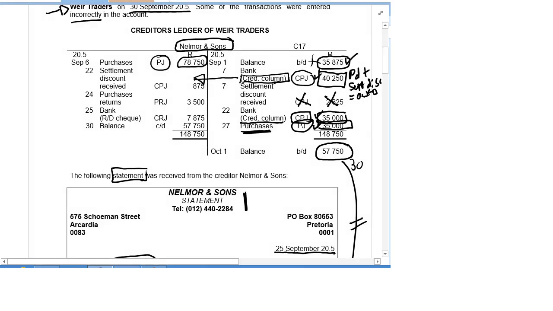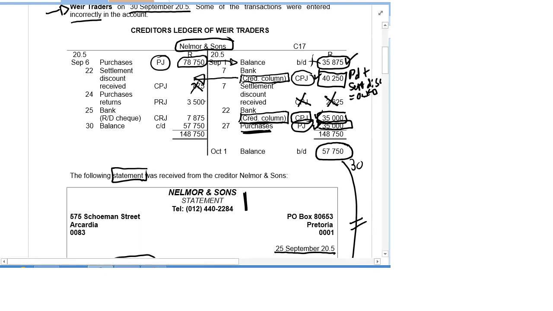So that 78,750 is on the wrong side. Settlement discount received, we talked about that just now. We said that all the payments that we made, the posting here from the cash payments journal is from the creditors column. That means the amount is what we paid plus the settlement discount that we received. So we don't record settlement discount received separately. So we're going to ignore that amount. We won't post it to our creditors account.